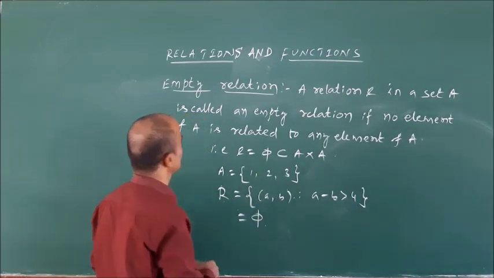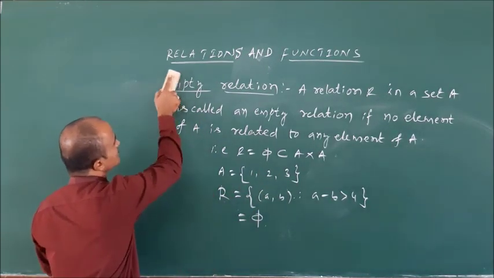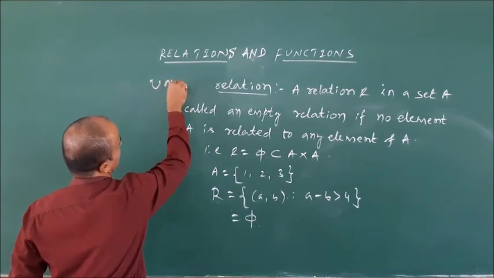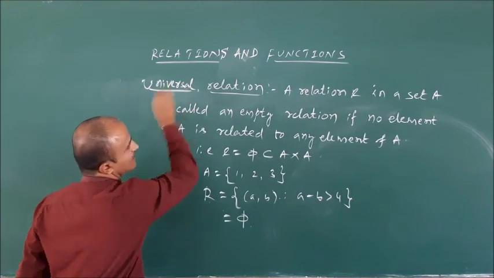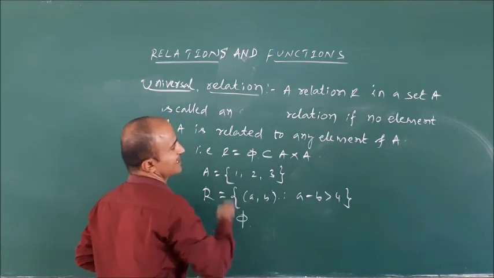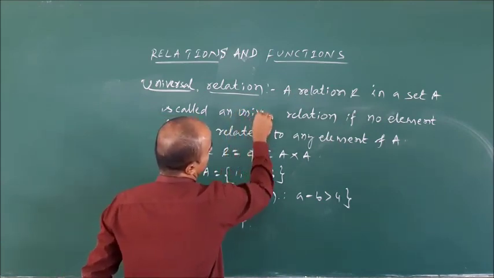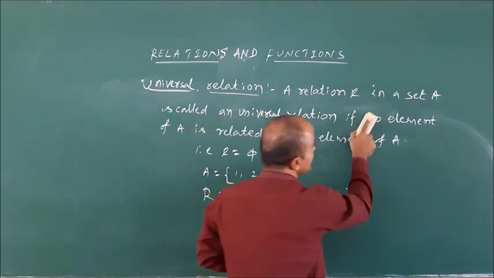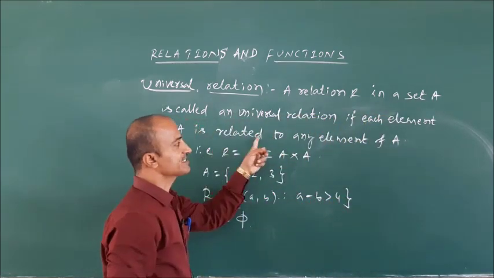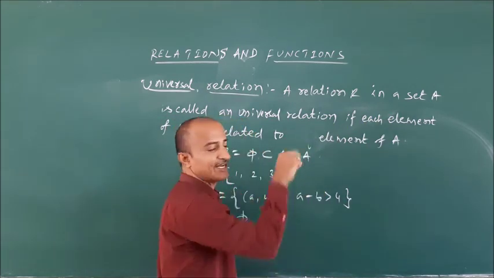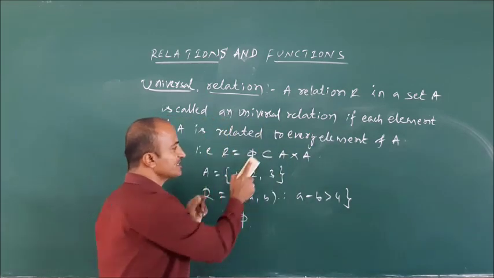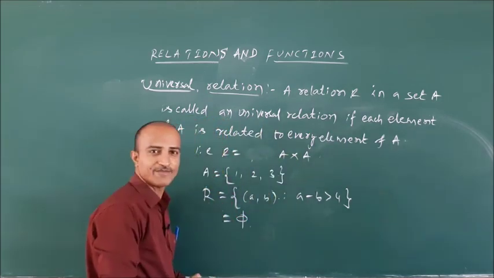We will discuss one more type of relation. Universal relation. A relation R in a set A is called a universal relation if each element of A is related to every element of A, that is R is equal to A cross A.